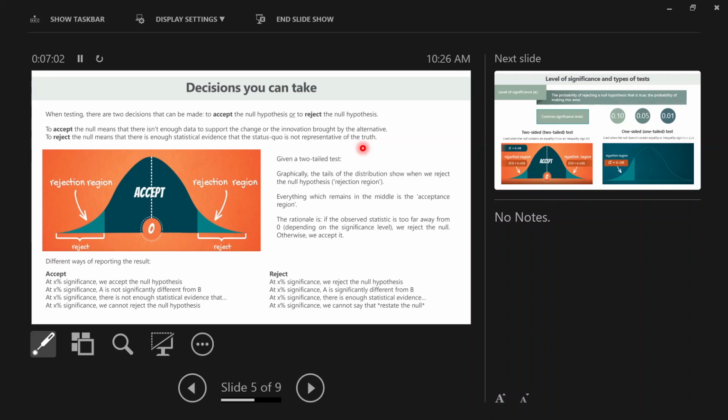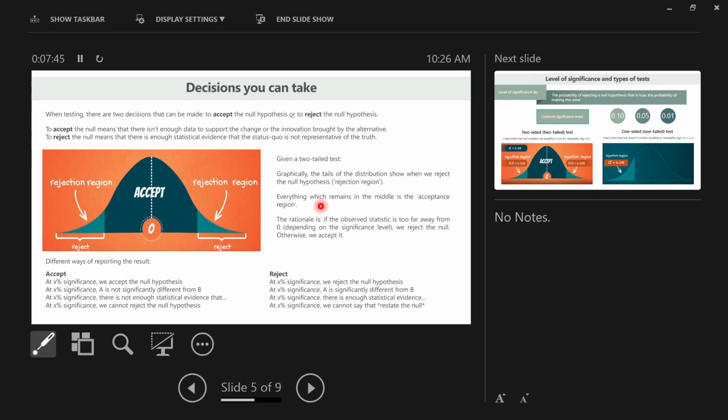There's a diagram here. The two-sided rejection regions are here, and the acceptance region is here. But now we have what is called the two-tailed test and the one-tailed test. The two-tailed test is sometimes called two-sided, and the one-tailed test is called one-sided.